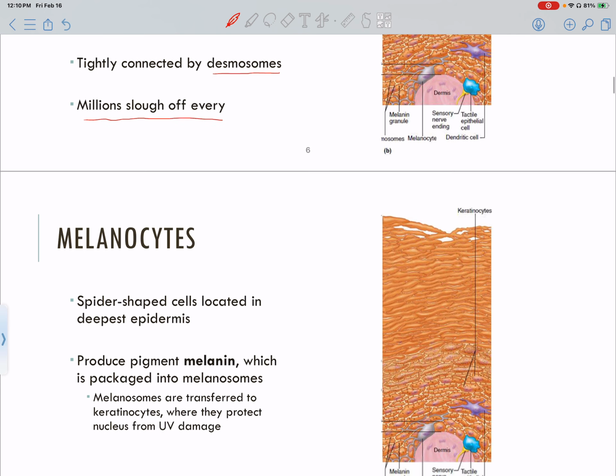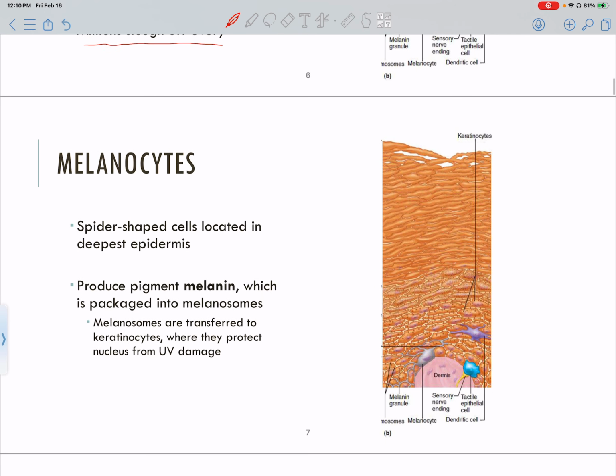The second type of cell that you can find in the epidermis are melanocytes, and this one is also in its name. So the purpose of melanocytes is to produce melanin, and this pigment is responsible for helping protect us against UV damage. So they do produce melanin, and when they produce melanin, they package it into these vesicles called melanosomes. And then as soon as they produce the melanin and put it into melanosomes, they basically pump all of these melanosomes out into keratinocytes so that they have the protection against UV damage as well.